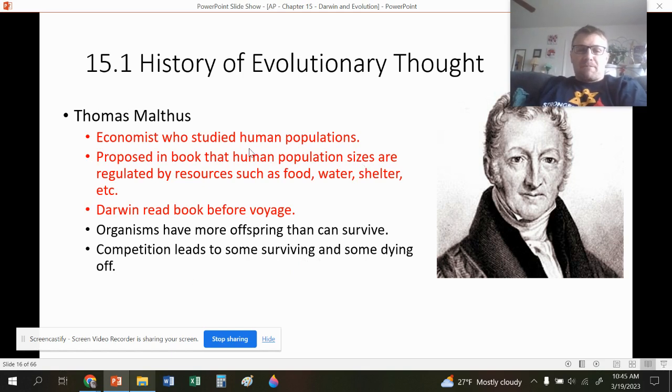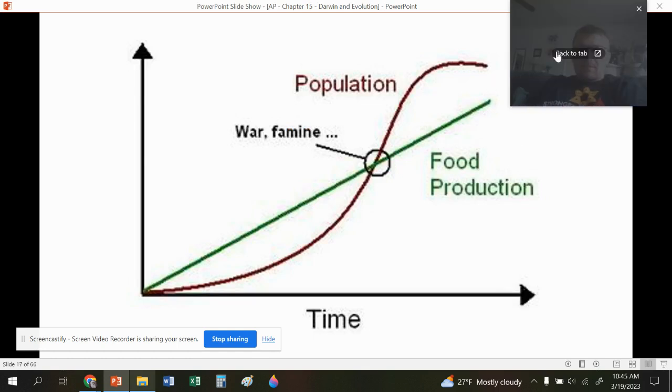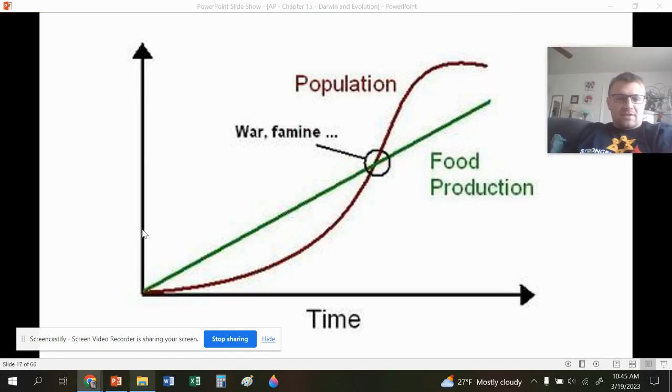He wrote a book about this with human populations that Darwin read, which really helped him understand how species are going to evolve. Some are going to die, some are going to live, and that's the driving force of evolutionary thought. This is a pretty easy graph to understand. You can see the population growing. At a certain point, it's going to go over the food production, and there's going to be war and famine, and then that population is going to decrease because there's competition among the species.